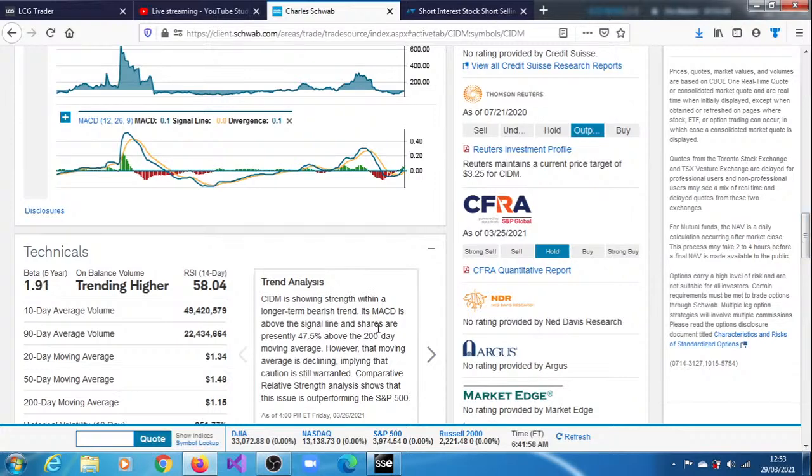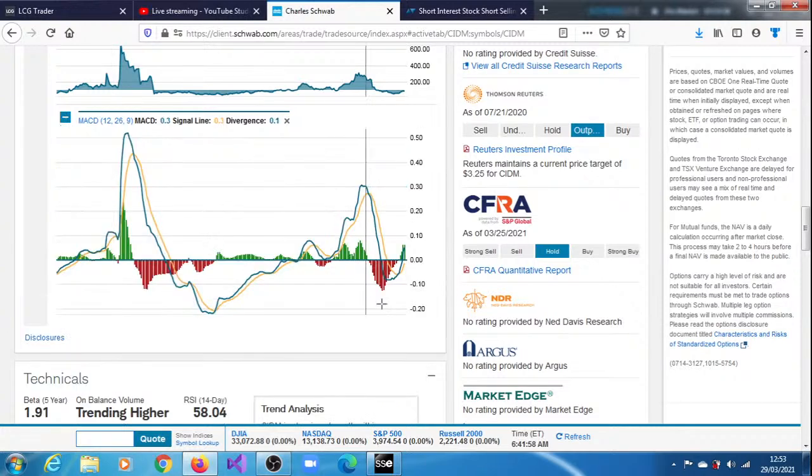Its MACD is above the signal line, so it's somewhere ahead, not very clear. Let's see if we can expand it and see if it's going to be clearer. Yes, it is clear, very much clear. You can see this is where the signal line is just there.